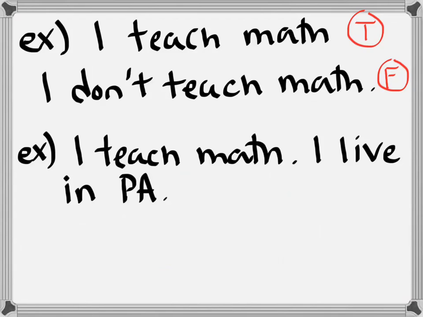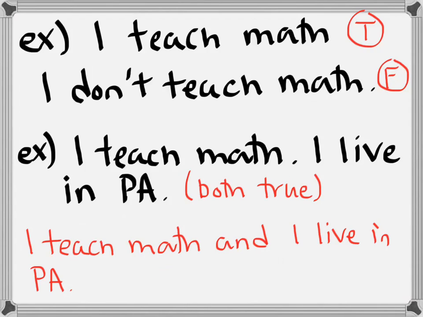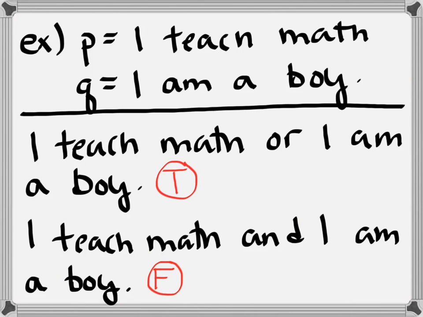Now I could look at "I teach math and I live in Pennsylvania." Both of these are true. So if I were to say I teach math and I live in Pennsylvania, this is a true statement. What we're seeing here is we're combining different statements, single statements with a single truth value, and we're seeing that the compound statement will have a truth value that depends on the individual pieces. For instance, I teach math and I live in PA are both true, but on the last slide we saw I teach math and I am a boy was false.